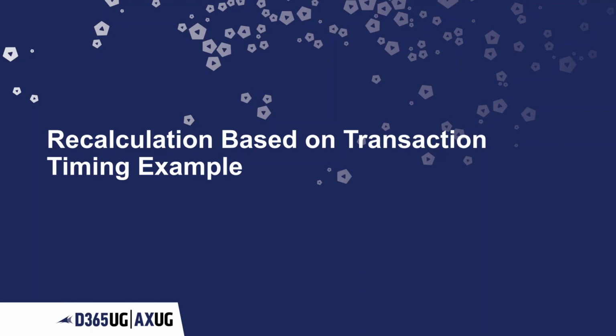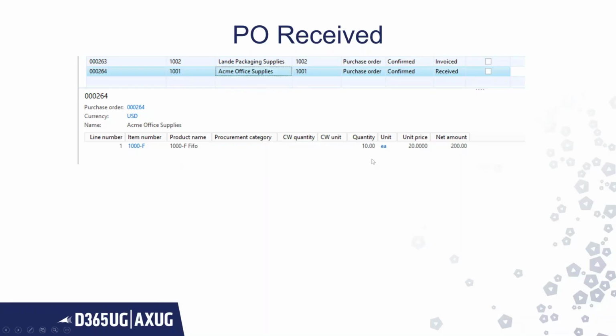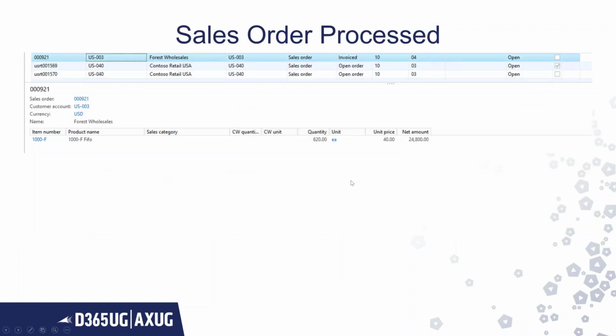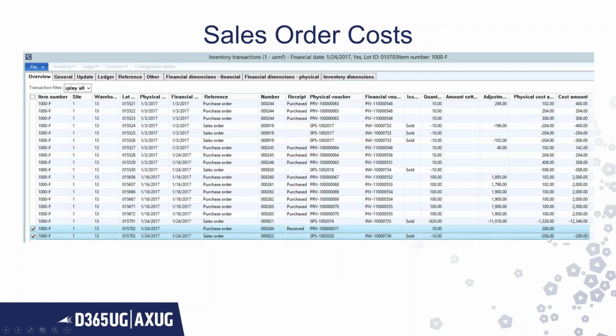Okay, so recalculation based on transaction timing example. Here we've got the PO received. By the way, some of you have seen this example. We received it at 20, and you can see the transaction here. We got 10 at 20. Sales orders processed, we sold it for 40, but the transaction cost of goods sold would be hit then at 200. So you're seeing the offsetting transactions here.